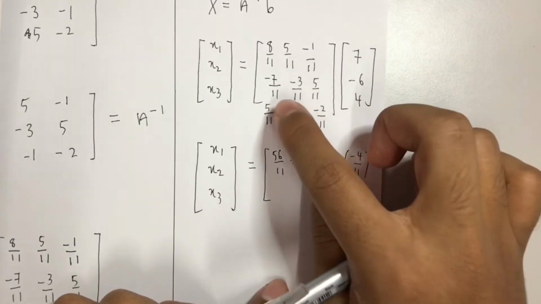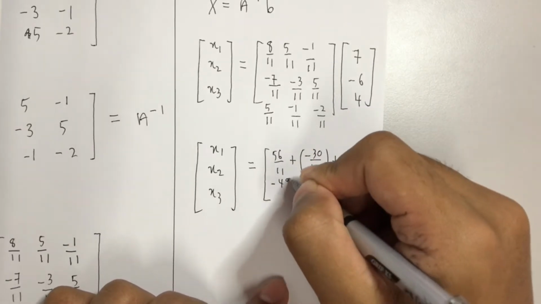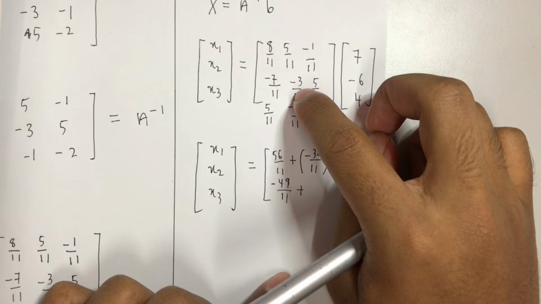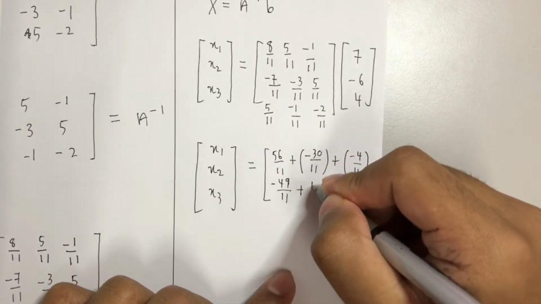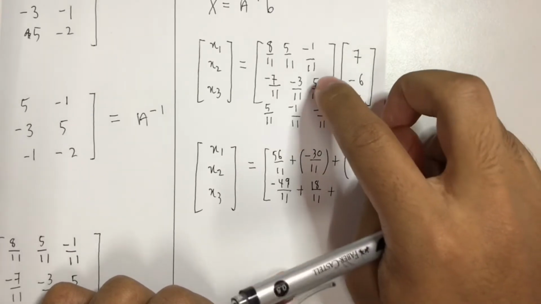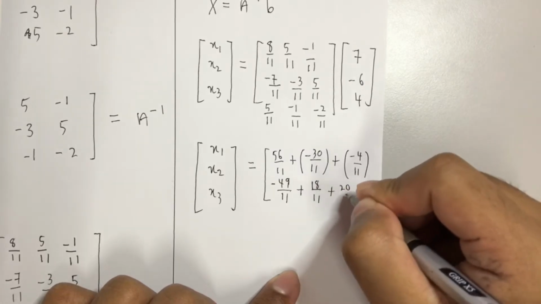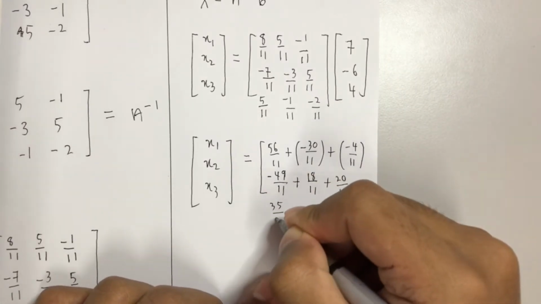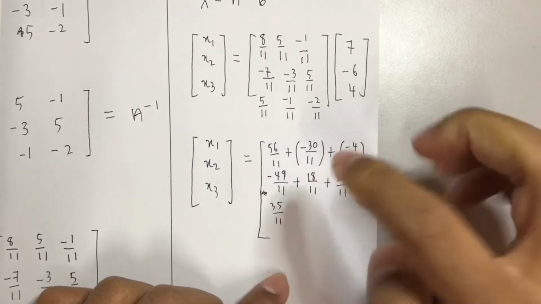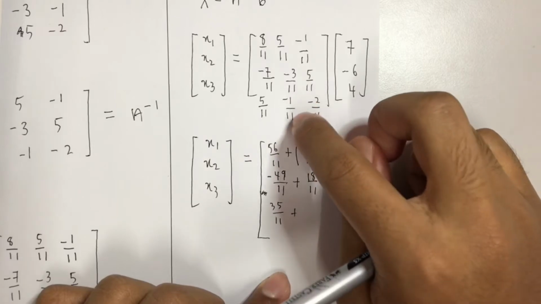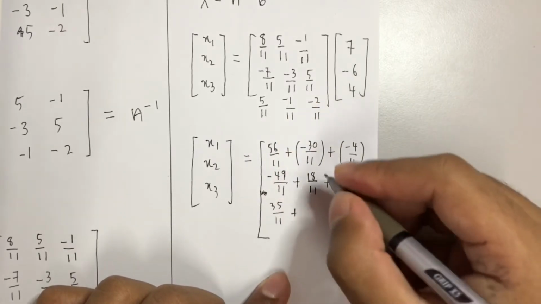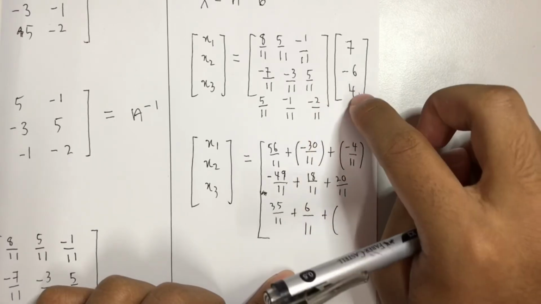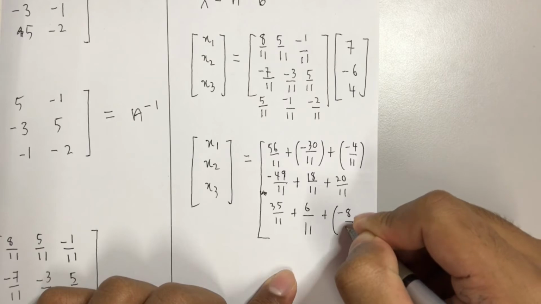Negative 7 over 11 times 7, you get 49 over 11 (negative), plus negative 3 over 11 times negative 6, 18 over 11, plus 5 over 11 times 4, 20 over 11. 5 over 11 times 7, 35 over 11, sorry, plus negative 1 over 11 times negative 6, you get 6 over 11, plus negative 2 over 11 times 4, negative 8 over 11.